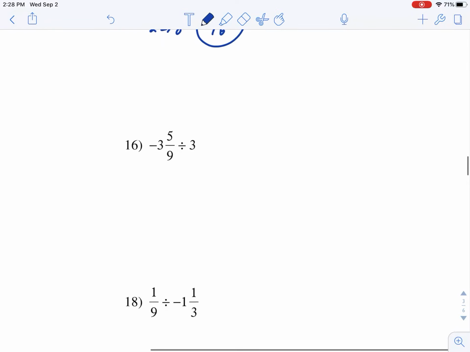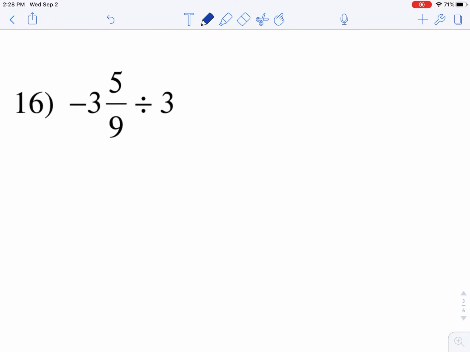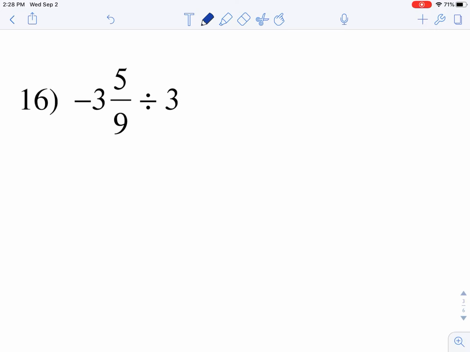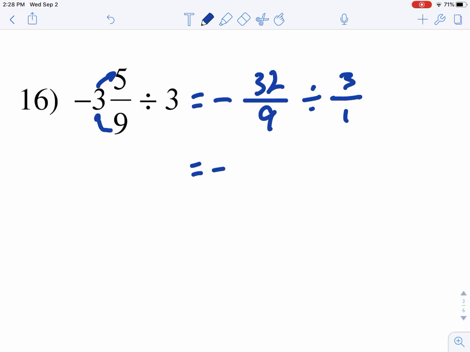Okay, number 16. So this is a mixed number and a whole number, so I need to change it. Negative fraction divided by fraction. Okay, 9 times 3 is 27. 27, 28, 29, 30, 31, 32. 32 ninths. And you couldn't see that, but I literally did count on my fingers just now. The number 3 turns into 3 over 1. Now I need to do my keep, change, flip because it is still divide. So keep this 32 ninths, change divide to times, flip to 1/3.